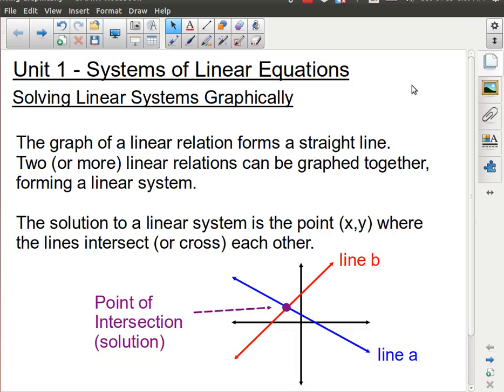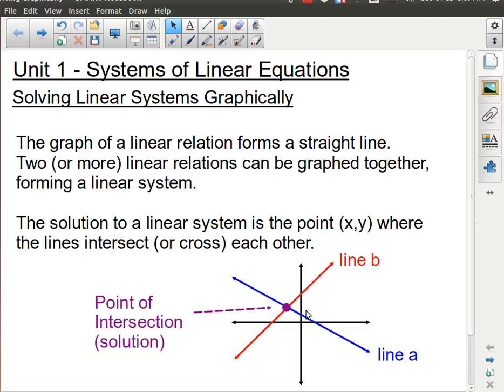So if we graph two or more linear relations on the same set of axes, that has formed what's known as a linear system. To try to find the solution to a linear system, we are looking for the point where those lines intersect each other.